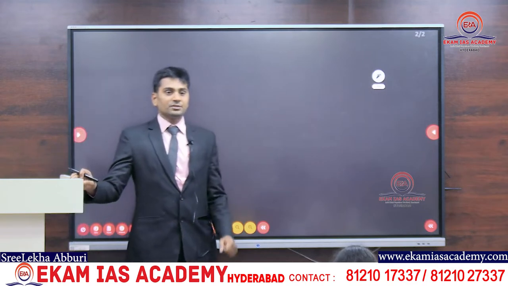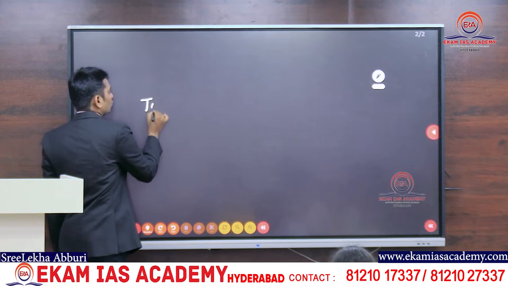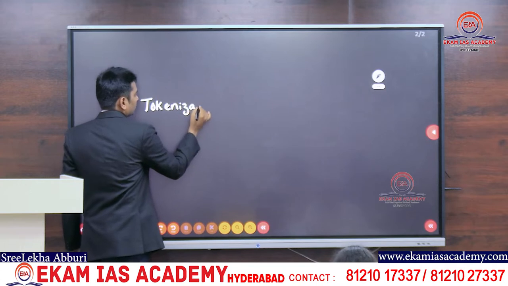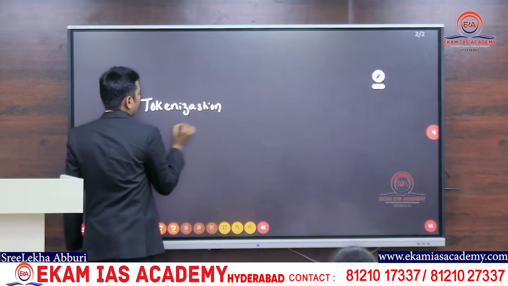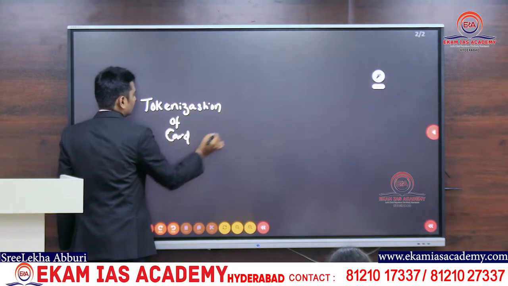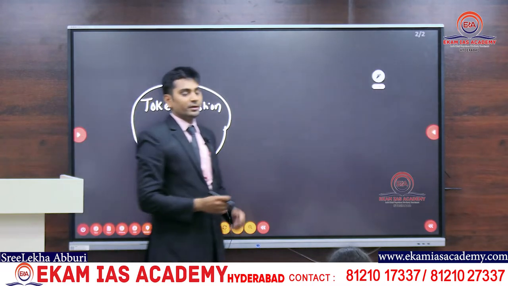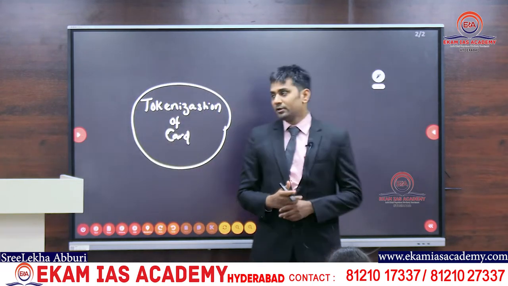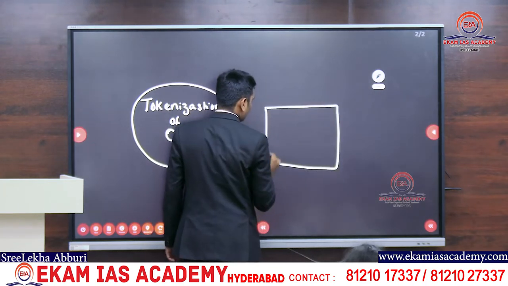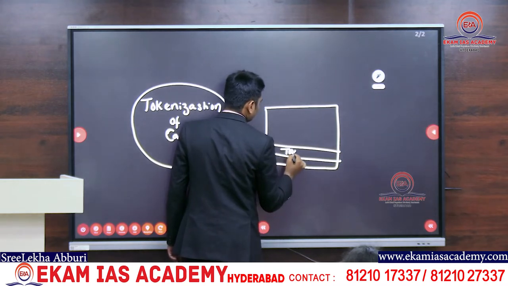Now, after this, you have one concept. The latest concept of cards is tokenization of cards. Now, RBI has brought it recently, the tokenization of card system. What do we mean by tokenization of card? For every card, what they will do? They will generate a token.